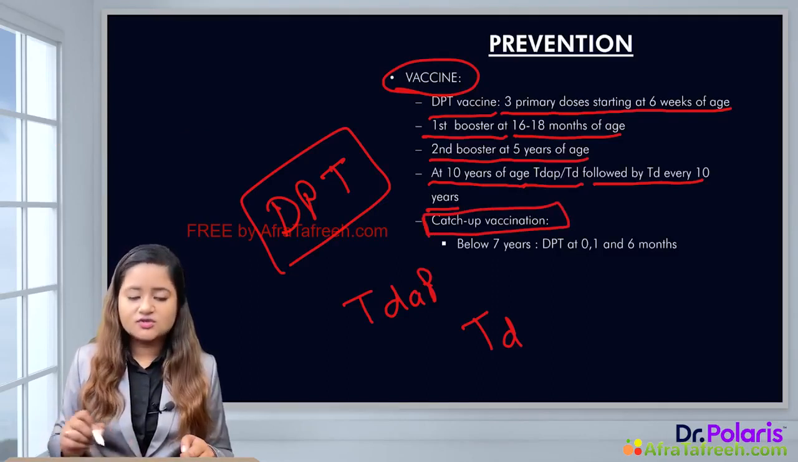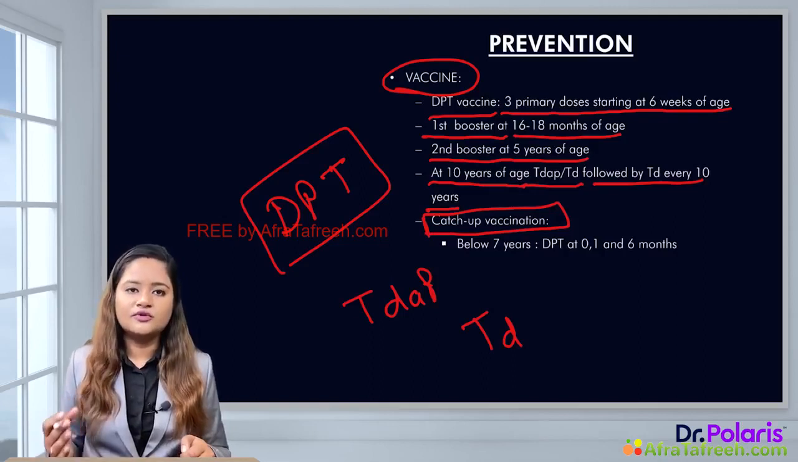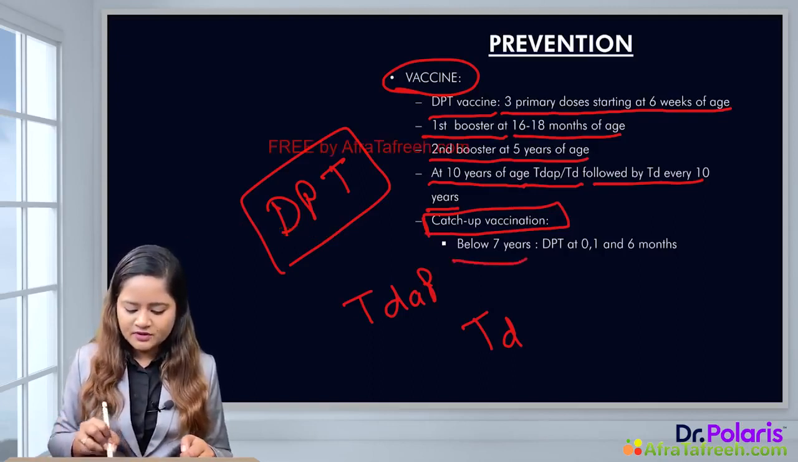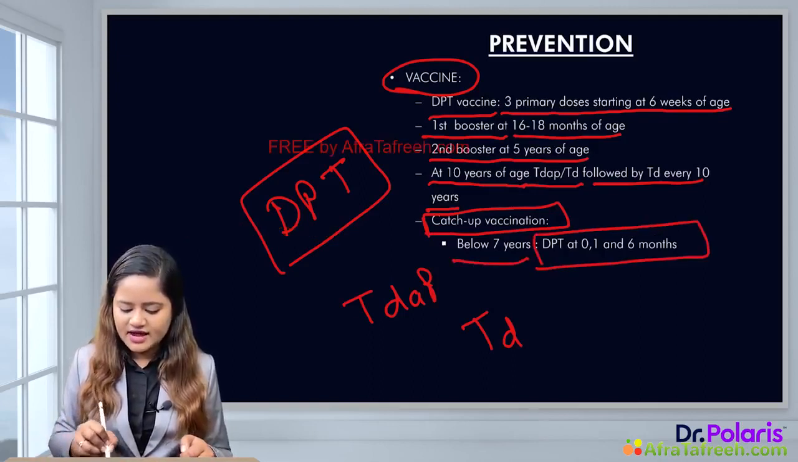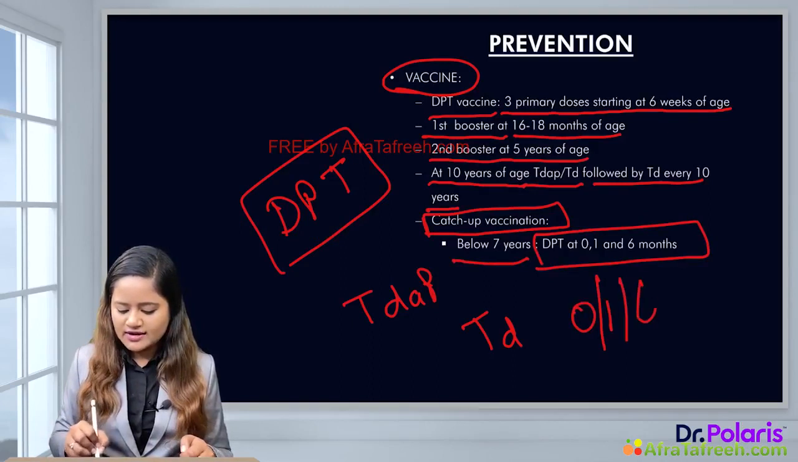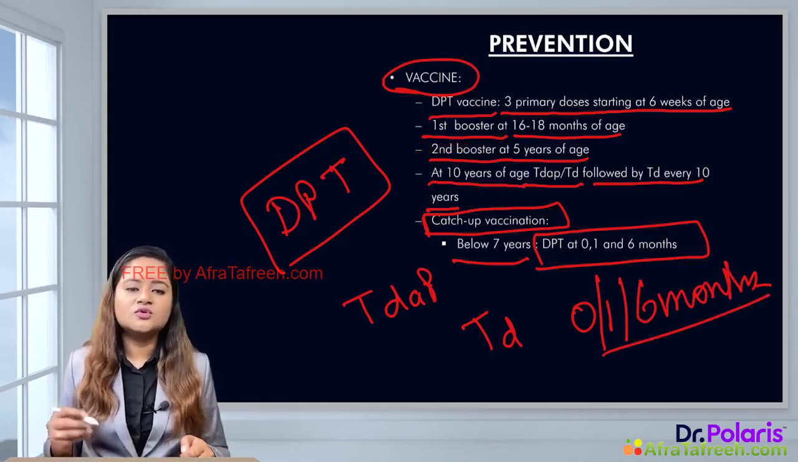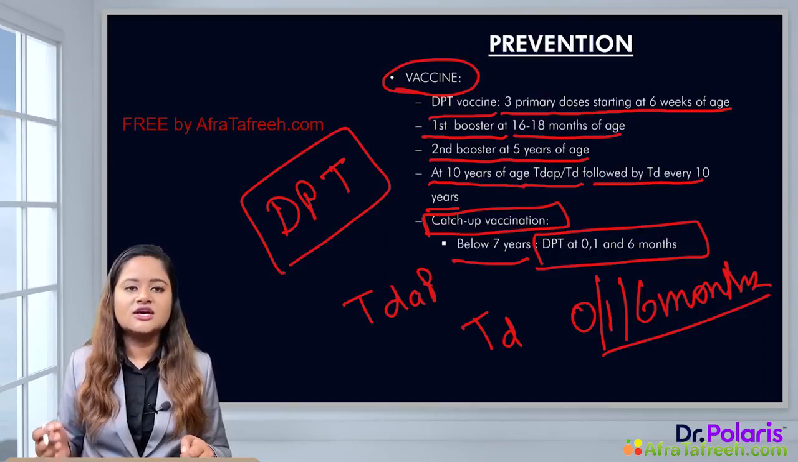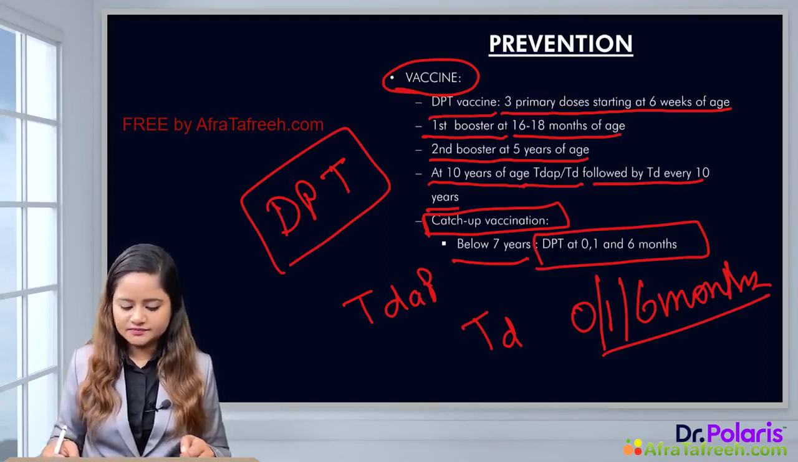Catch-up vaccination is also very important. So those children who are not immunized with the primary doses below 7 years, DPT can be given at the duration of 0, 1 and 6 months. So catch-up immunization again becomes important because those who have missed the primary doses, they can still be immunized up till 7 years of age. So that can also help in improving the outcome of these diseases.